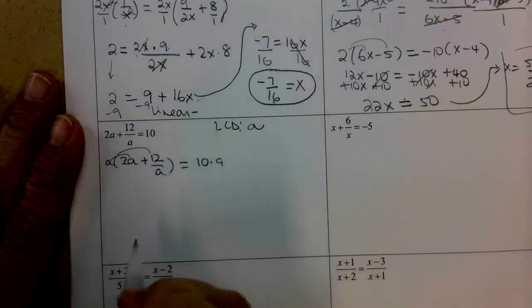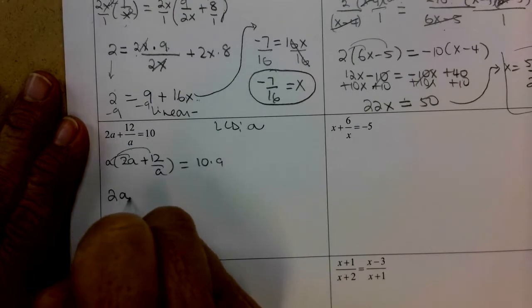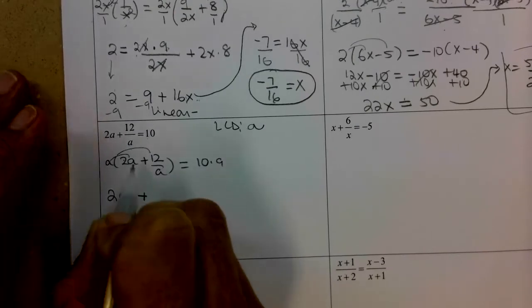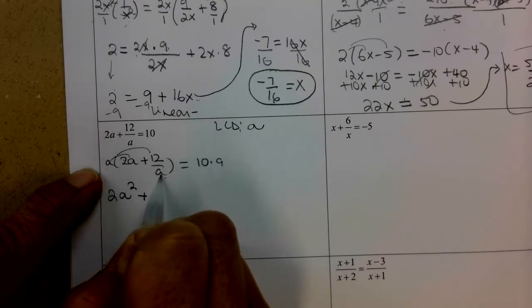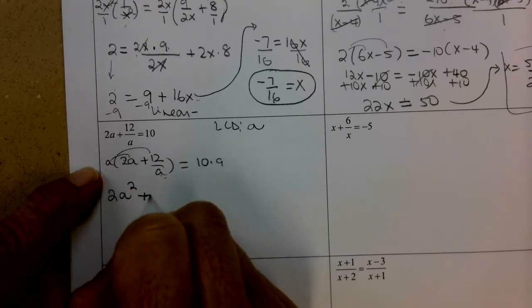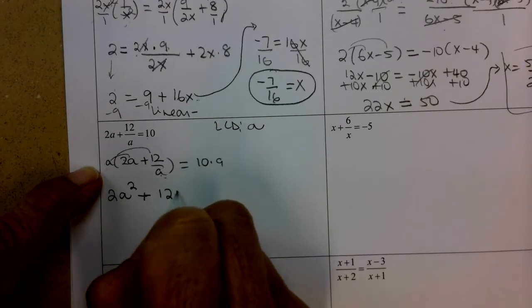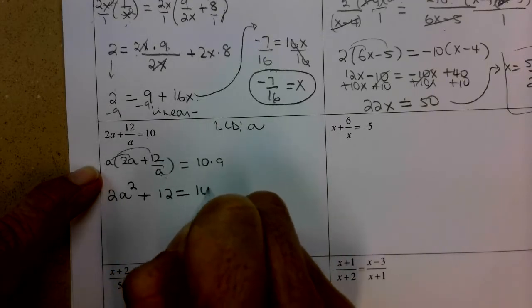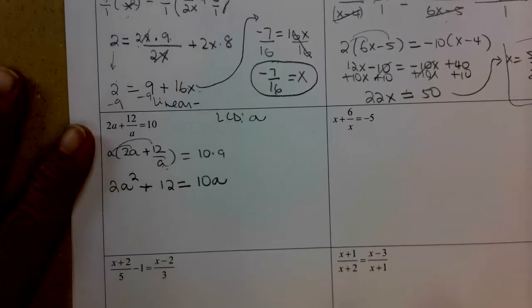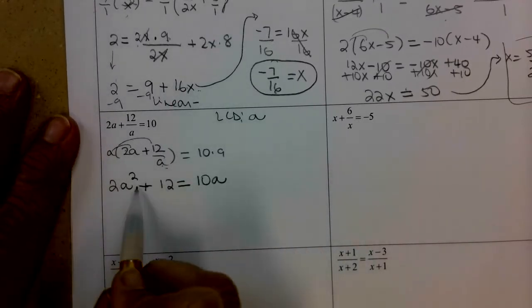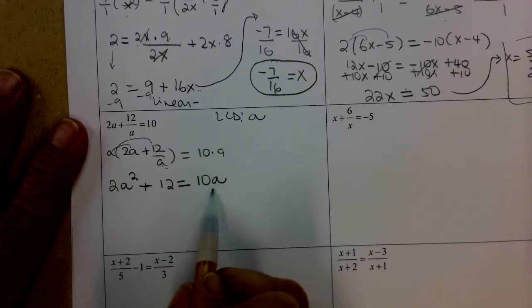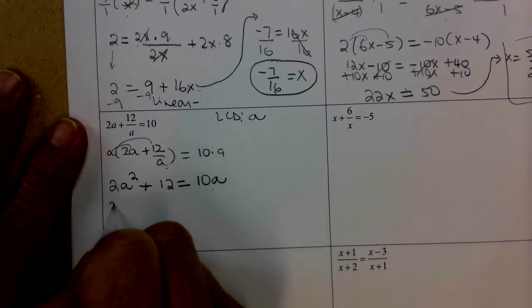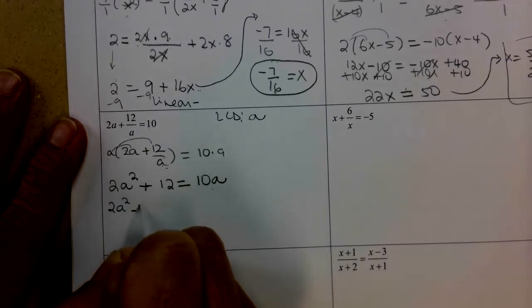So distribute on the left, 2a squared. So when the a multiplies my second term, it's going to cancel because there's an a in the top and an a in the bottom. So 2a squared plus 12 equals 10a. So this equation is quadratic. So quadratic equations, right, you need to get a 0. So we're going to subtract 10a from both sides.